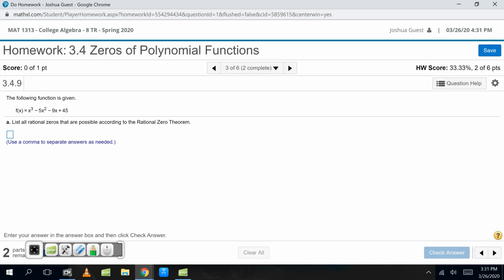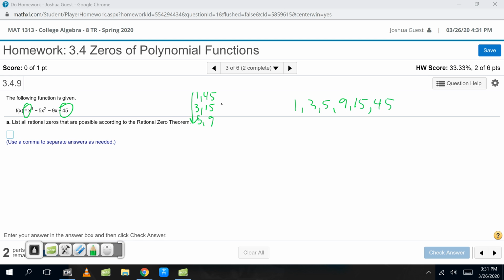The first part: list all the rational zeros according to the rational zero theorem. All right, let's try it and see what happens. Again, we care about the 45 and the 1 out here. The factors of 45 are 1 and 45, 3 and 15, 5 and 9. That's all of them. So 1, 3, 5, 9, 15, and 45.